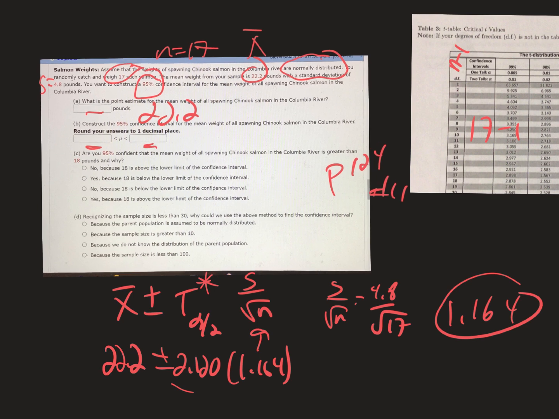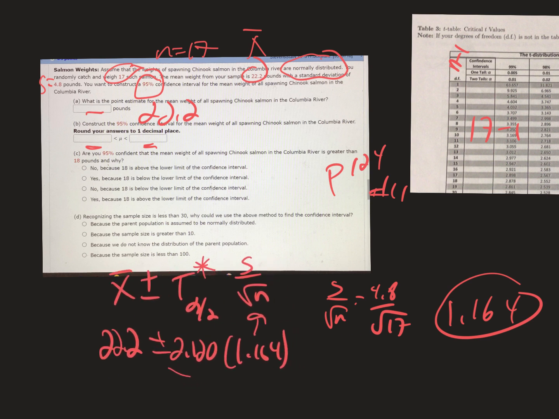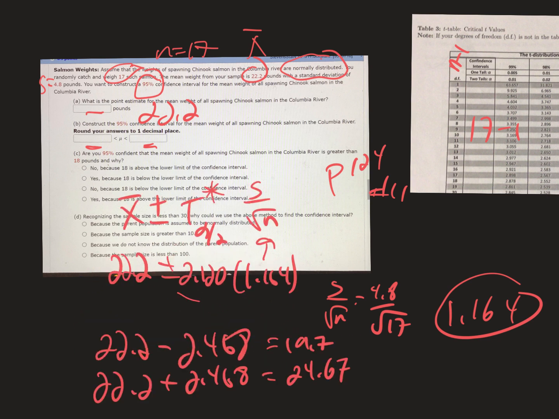I'm going to do 22 plus or minus a pretty small number, so let me go ahead and do these numbers. This product worked out to be about 2.4. I subtracted that from the sample mean and got 19.7, and I added it to my sample mean and got 24.67. You see how we're basically coming up with outlier fences? It's the same idea. So is the mean weight of Chinook salmon in the Columbia River greater than 18 pounds? Yes, because our lower limit is above the 18.